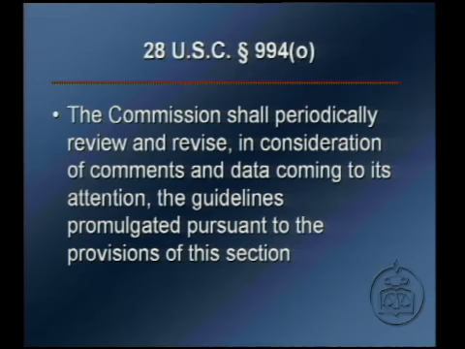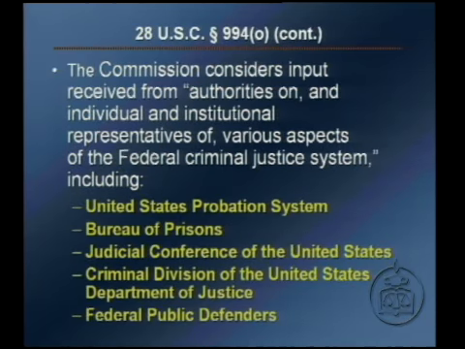So let's take a look at the specific provisions focusing on the United States Sentencing Commission's amendment cycle, which is at Title 28, Section 994(o). This provision provides the Commission the authority to periodically review and revise the guidelines promulgated pursuant to the provisions of Title 28 in consideration of comments and data the Commission receives and reviews. Section 994(o) of Title 28 also provides that the Commission considers input from authorities on and individual and institutional representatives of various aspects of the criminal justice system.